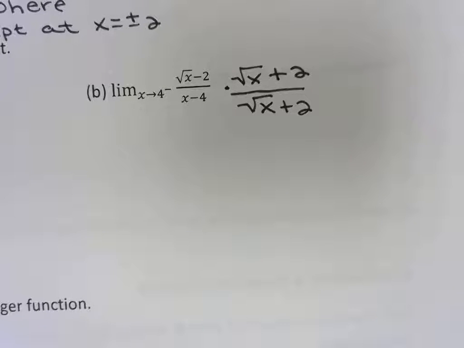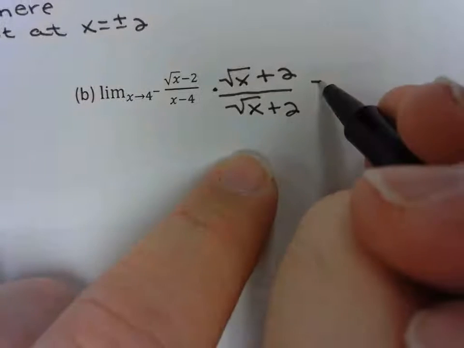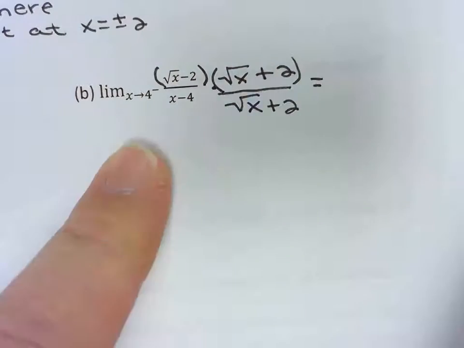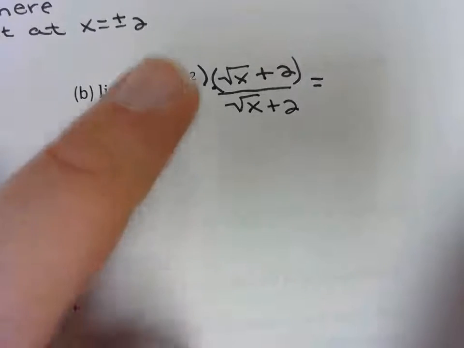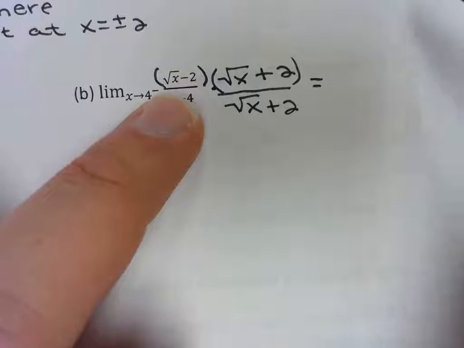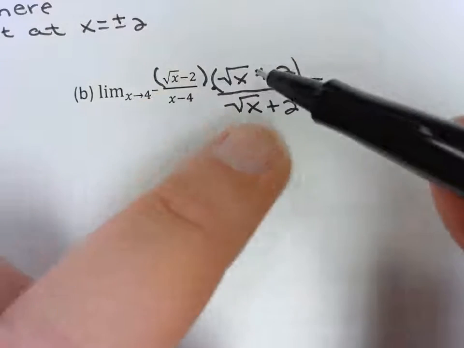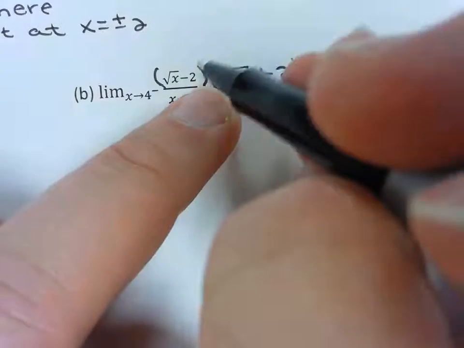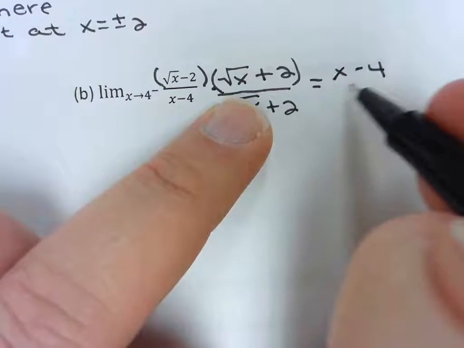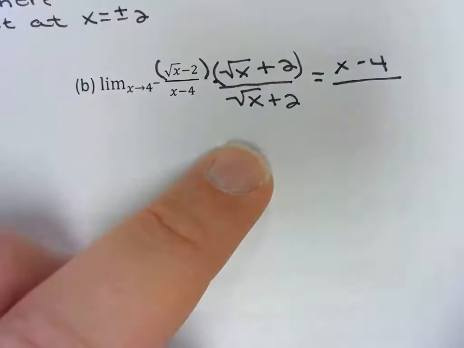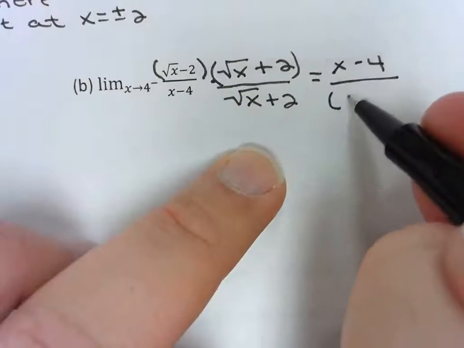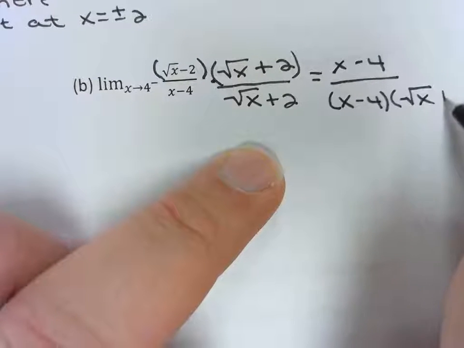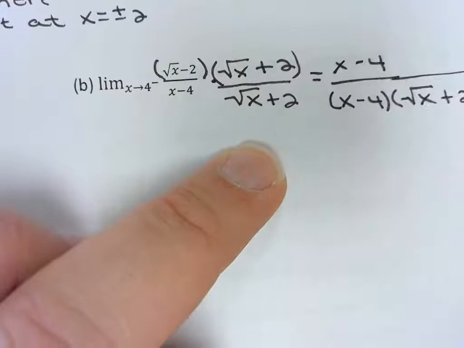As I look at this one, you're foiling on the top. So I'm going to end up with what on top? Yep, square root of x times square root of x is x. The middle two terms will cancel. Negative 2 times 2 is negative 4. So x minus 4. Like I said, in the denominators, we usually don't multiply them through because we're looking for things that cancel. And this worked out pretty nicely.